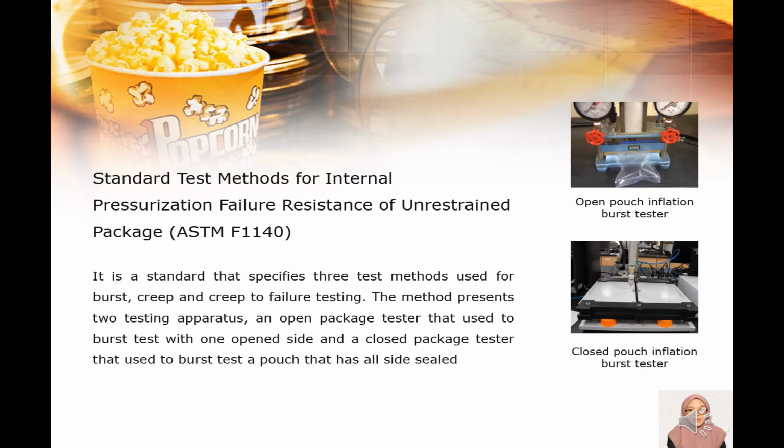The second method is the standard test method for internal pressurization failure resistance of unrestrained packages. It is a standard that specifies 3 test methods used for burst, creep, and creep to failure testing. The test method presents 2 testing apparatus: an open package tester that is used to burst test a pouch with one open side, and a closed package tester that is used to burst test a pouch that has all sides sealed.